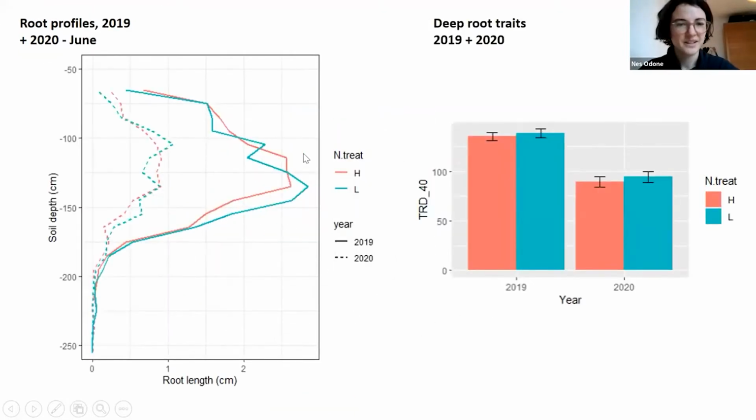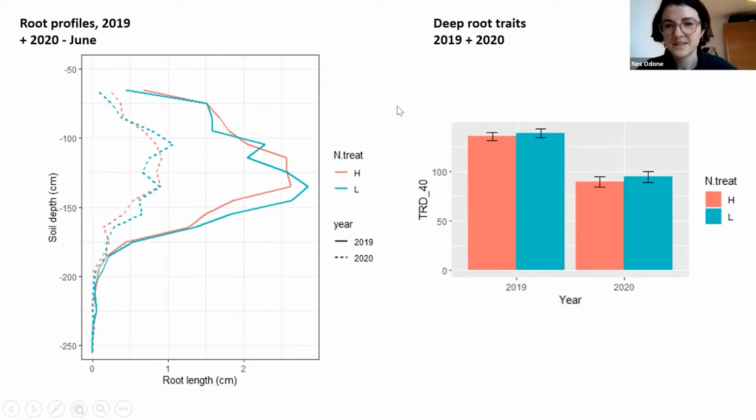Here, on the left, I've divided these results up into the high nitrogen and the low nitrogen treatment. And again, you can see that there are a lot less roots in 2020 than in 2019. But we also see here that there's not such a huge difference in the root lengths between the high and the low nitrogen treatment, although there does seem to be slightly more in the low nitrogen treatment. But of course, we really want to focus on the deep roots.